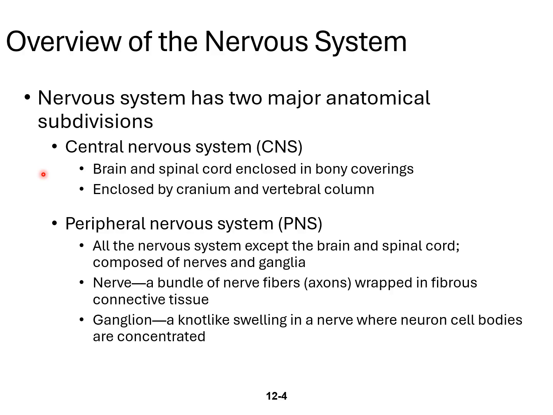So the nervous system has 2 major components: the central nervous system, brain and spinal cord, protected by the skull of the cranium and the vertebral column. The peripheral nervous system is everything outside of the spinal cord. So it's going to have ganglia, it's going to have nerves, and it's going to have things that travel to glands and muscles.